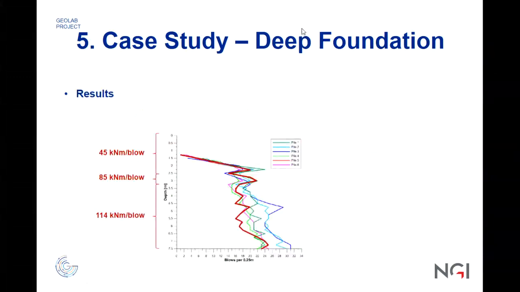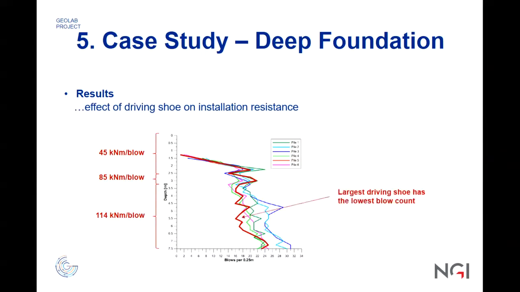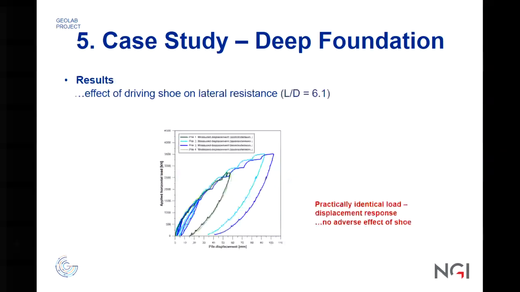Then the results, as you can see, 6 different piles were tested, with different hammer energy in kilonewton meter per blow. And they give a different number of blows per 25 centimeter, which shows the effect of the driving shoe on installation resistance. In this case, it showed that the largest driving shoe has the lowest blow count. So it actually helped with the installation process, as they hoped for.